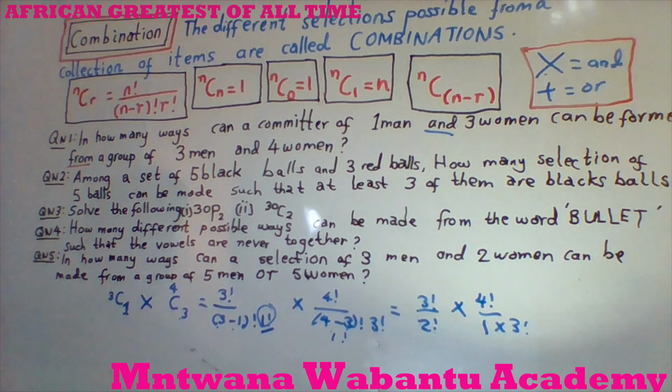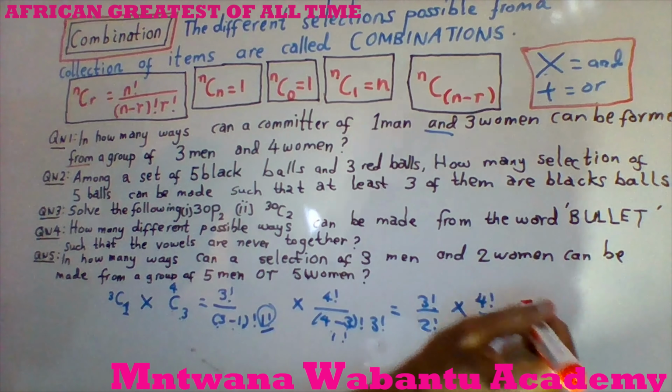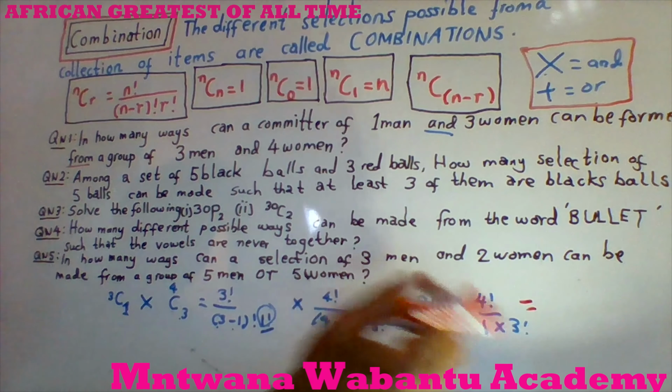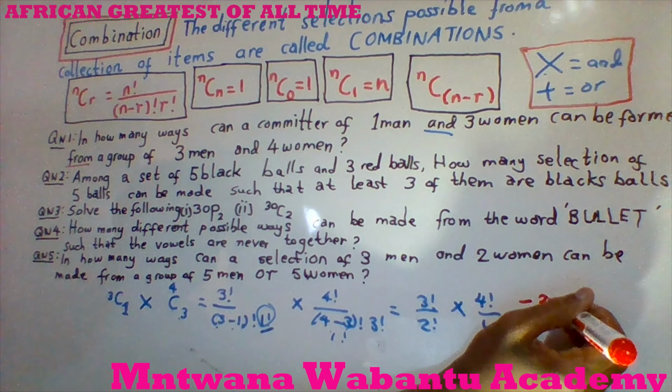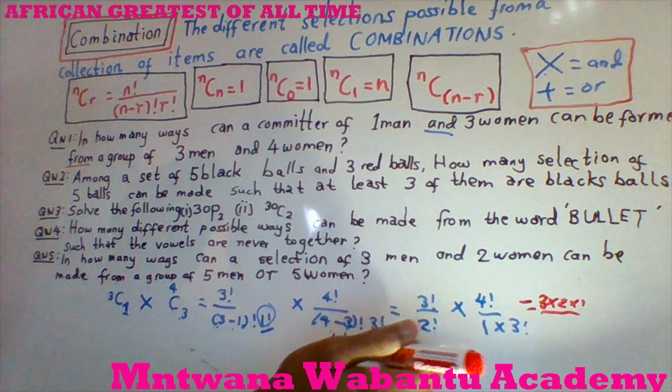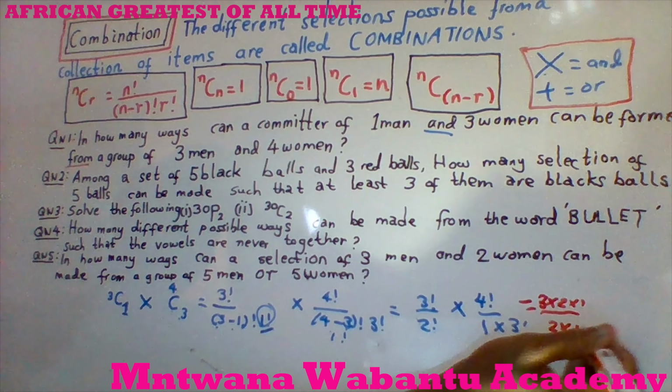So that one you can plug in the calculator. If you don't want to plug in the calculator, if you want to do the traditional way, then you can just break it down. It's easy. So what is 3 factorial? 3 times 2 times 1. So 3 times 2 times 1 over 2 factorial means 2 times 1. And then you multiply.